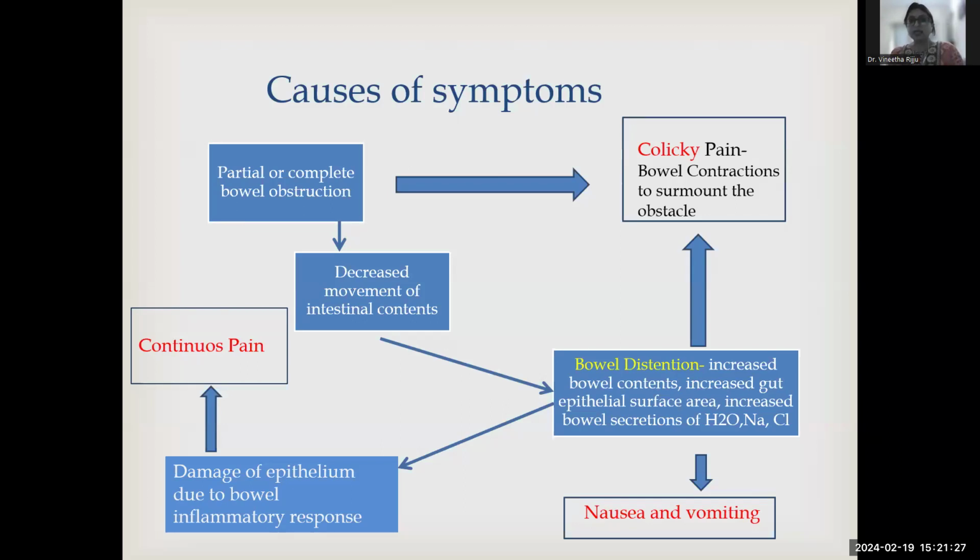So this is how the symptoms are caused: because there is an obstruction, there is decreased movement of intestinal contents and there is distension. When there is distension, there are also increased secretions formed. All this mounts on to increased pain, and the secretions lead on to nausea and vomiting, and this is just a vicious cycle. So what can you do? How will you manage a patient who you think is having intestinal obstruction?